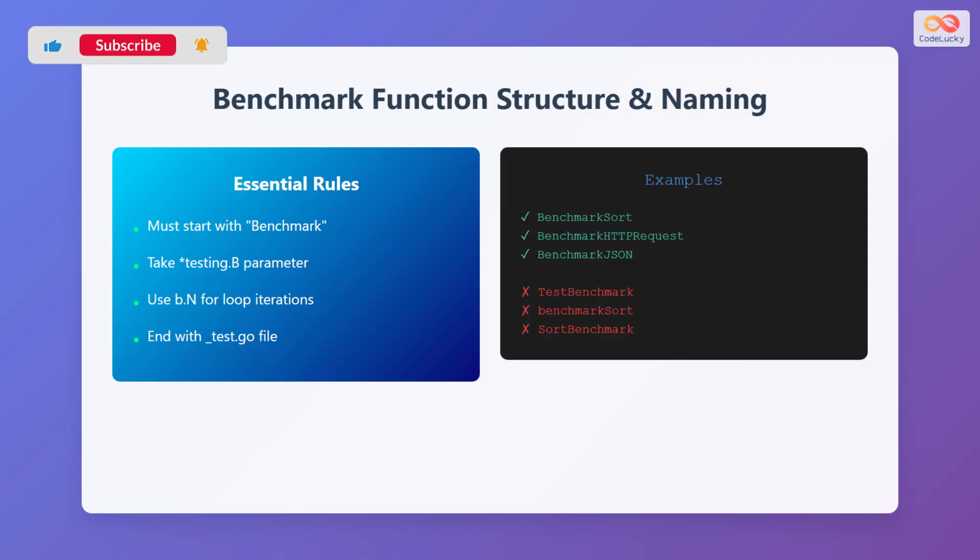Some examples of good names are BenchmarkSort, BenchmarkHTTPS, and BenchmarkJSON. Examples of bad names are testBenchmark, benchmarksort, and sortBenchmark. Notice the capitalization and the starting word.